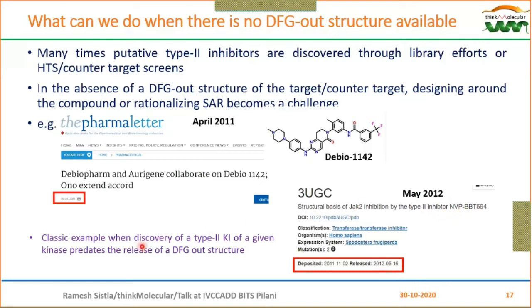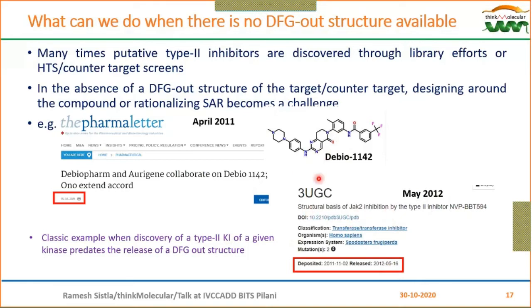That's a classic example of the discovery of a type 2 kinase inhibitor that preceded the DFG-out structure in the public domain. We're talking only about public data here. We don't have access to any of this proprietary data. So just from a public data point of view, this type 2 structure of a JAK inhibitor existed even before a DFG-out kinase conformation was actually available publicly.